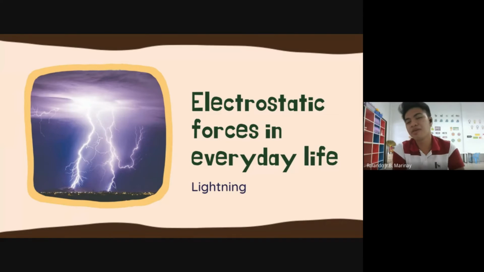These are some of the electrostatic forces in our everyday life. I have given here two examples. The first one is lightning. Do you know what lightning is, kids? It comes with the thunder, right? This is called lightning. This is also an electrostatic force in our everyday life, but this is a natural electrostatic force that happens usually when it rains.